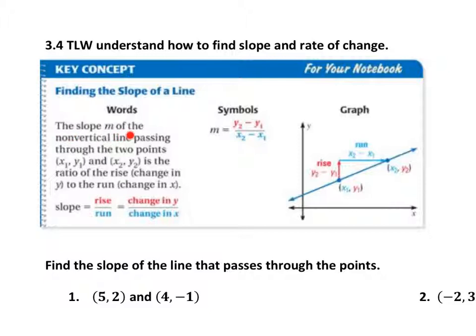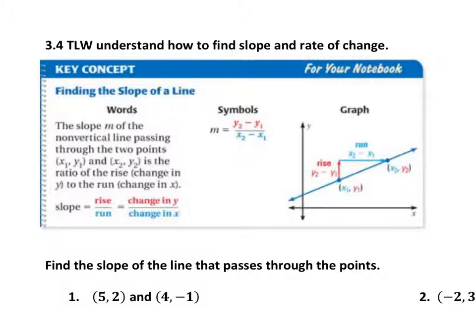The slope m of the non-vertical line, so vertical lines don't have a slope, okay? It's undefined. Passing through 2 points, (x1, y1) and (x2, y2), is the ratio of the rise, the change in y, to the run, the change in x, okay? So see how slope equals rise divided by run, change in y divided by change in x? Well, the way you do that is y2 minus y1 over x2 minus x1.